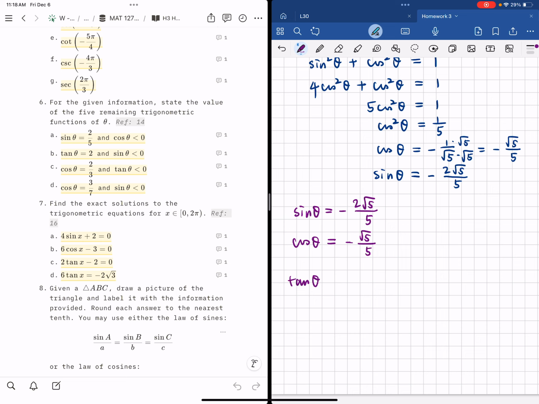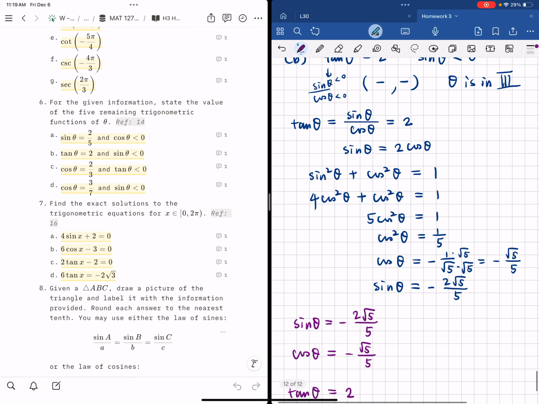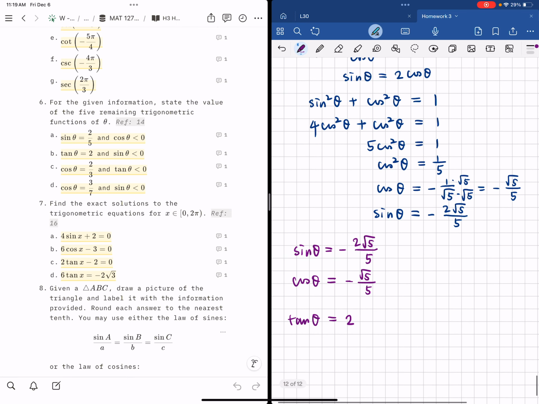And then we're going to do tangent. Tangent is sine divided by cosine. Again, they have the same denominator. They even have the same sign, so I can ignore all of them. I simply do 2 radical 5 divided by radical 5, and that is 2. But actually, we don't need to, right? Because tangent is given. It's just 2. I'm just verifying that tangent is 2 in this case.